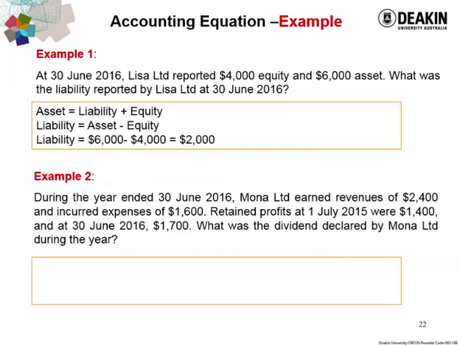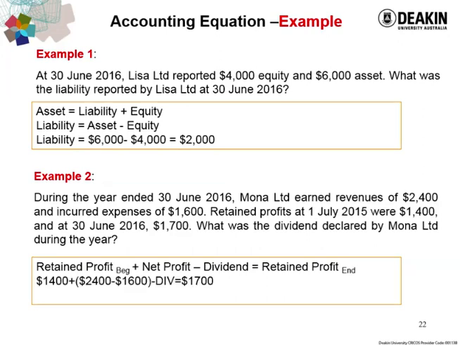In the second example, you are given revenue 2.4K, expense 1.6K, retained profits at 1st of July, that is your opening retained profits, 1.4K, and retained profits at 30th of June 2016, that is your closing retained profits, 1.7K. So how much dividend has been declared? Apply this formula: opening retained profit plus net profit minus dividend equals closing retained profit. If you plug in the figures and rearrange the equation, you get dividends of $500.